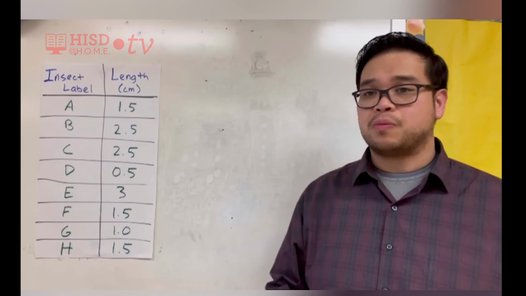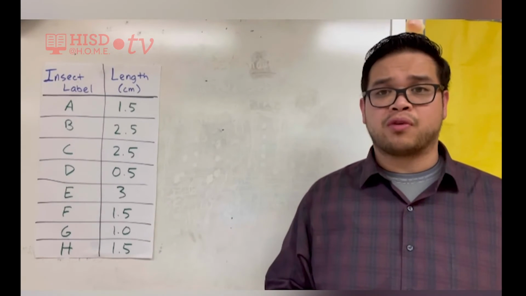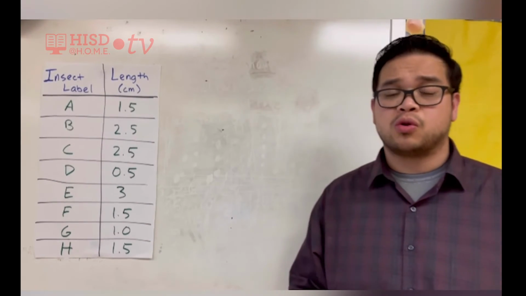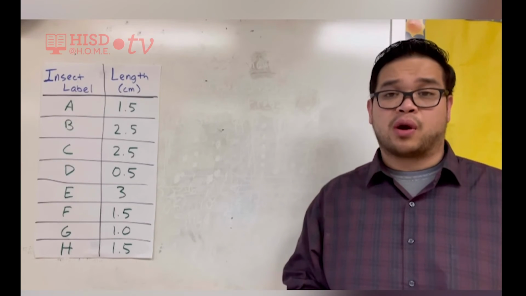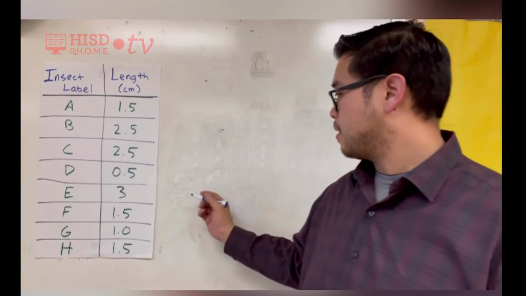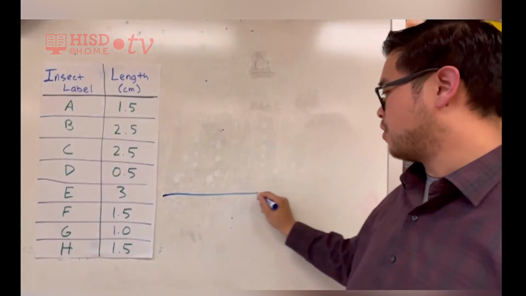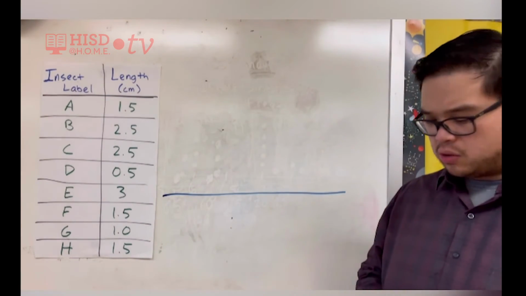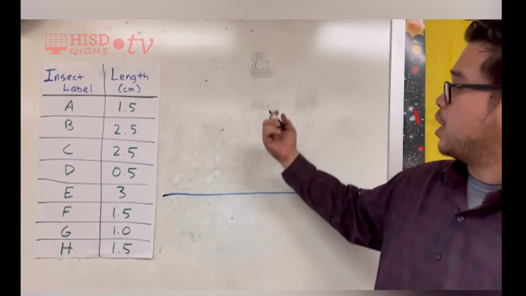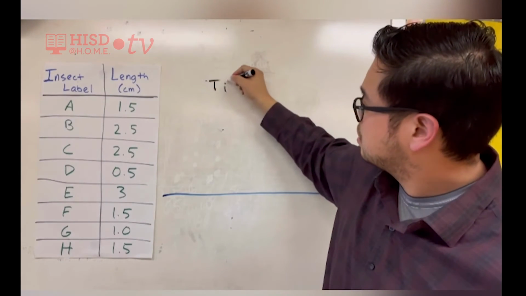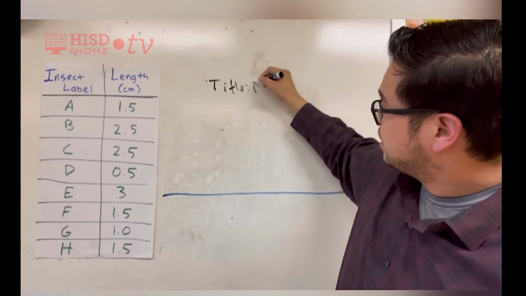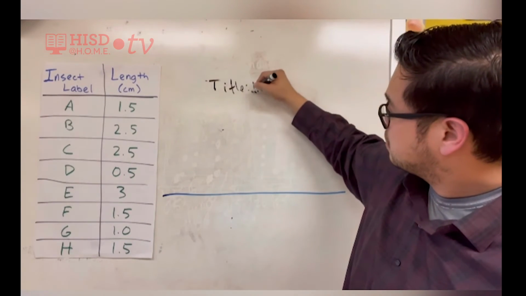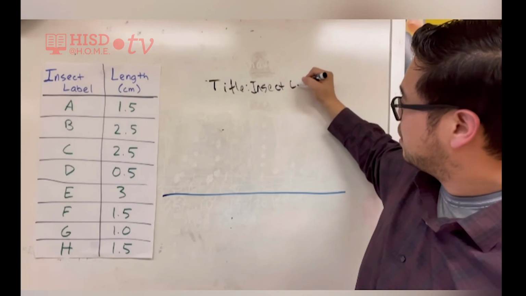Okay, so hopefully you have this in your journal or whatever you're writing on. So what we're going to do next is create a number line for our data plot. Draw a line across like that. And now we have to title this data plot. Our title is Insect Lengths.